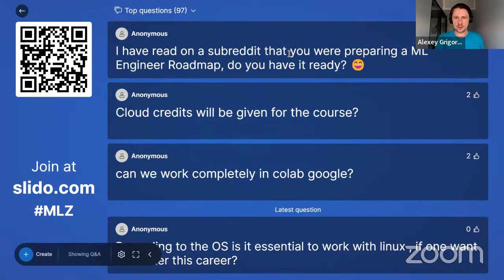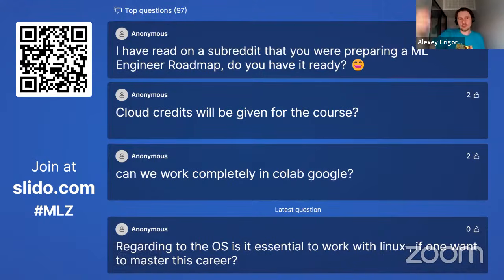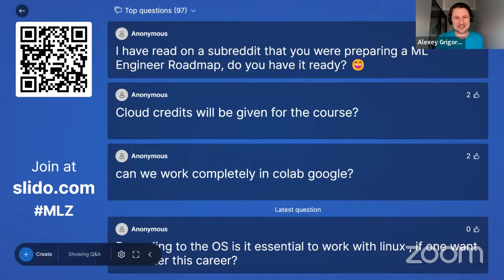I have read on the subreddit that you were preparing an ML engineering roadmap. Do you have it ready? Well, that's the course, right? The course is the roadmap.